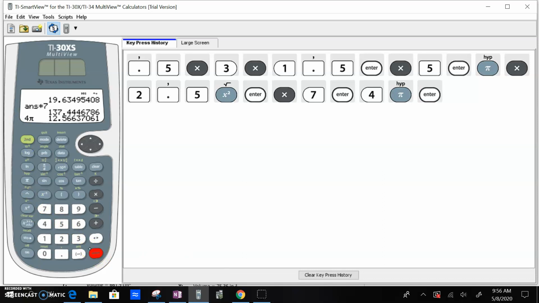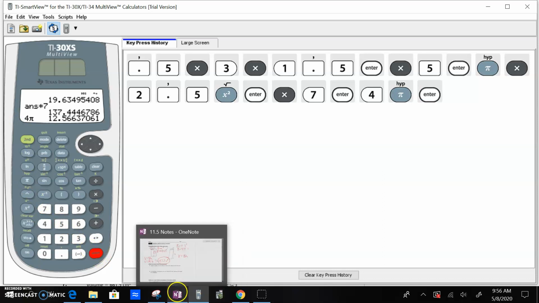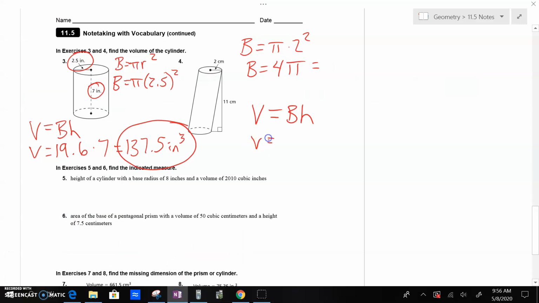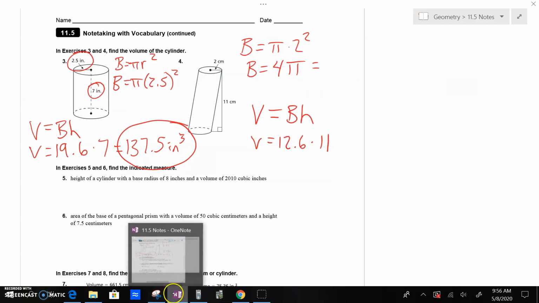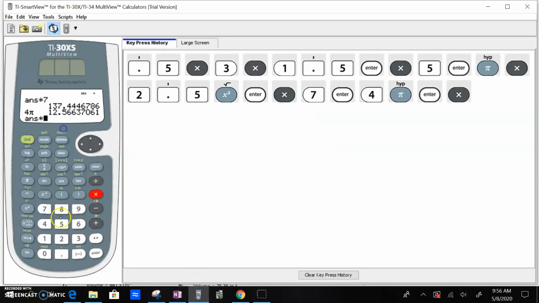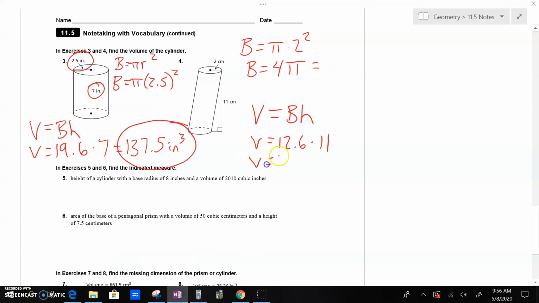And that's 12.56, so we'll call it 12.6. So volume is 12.6 times 11. And again, my recommendation, just leave it in the calculator. We'll pop over here and do times 11. Hit enter, and we get 138.2. So volume is 138.2, and this is going to be centimeters cubed.